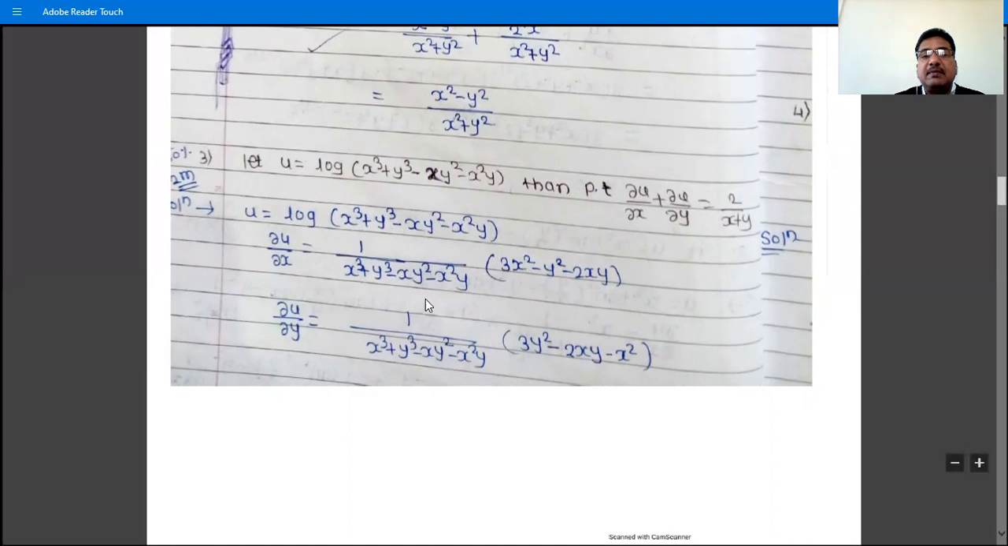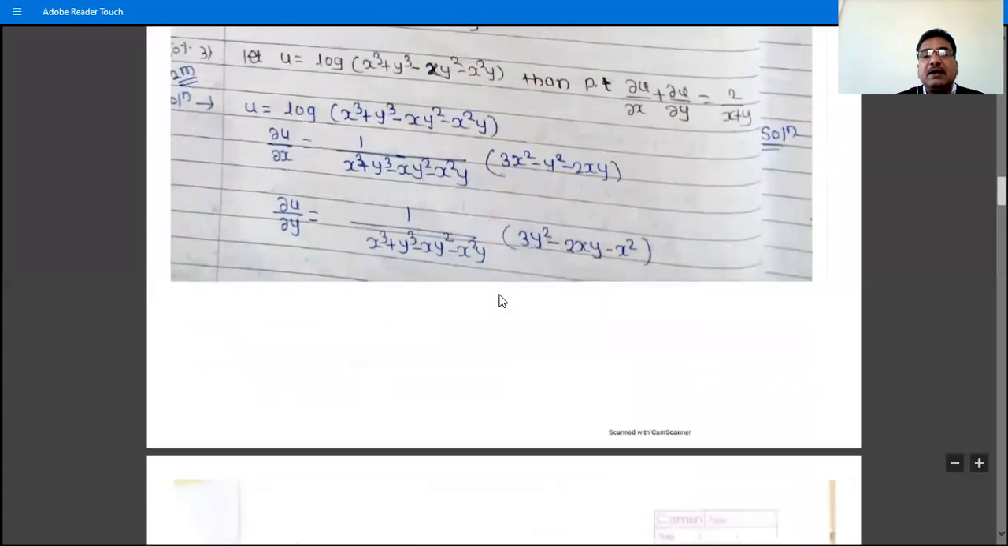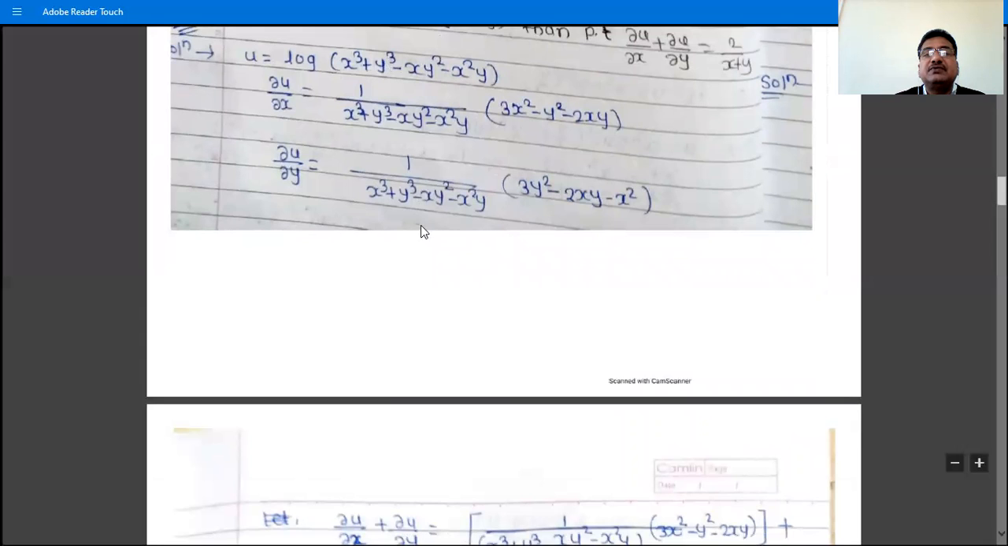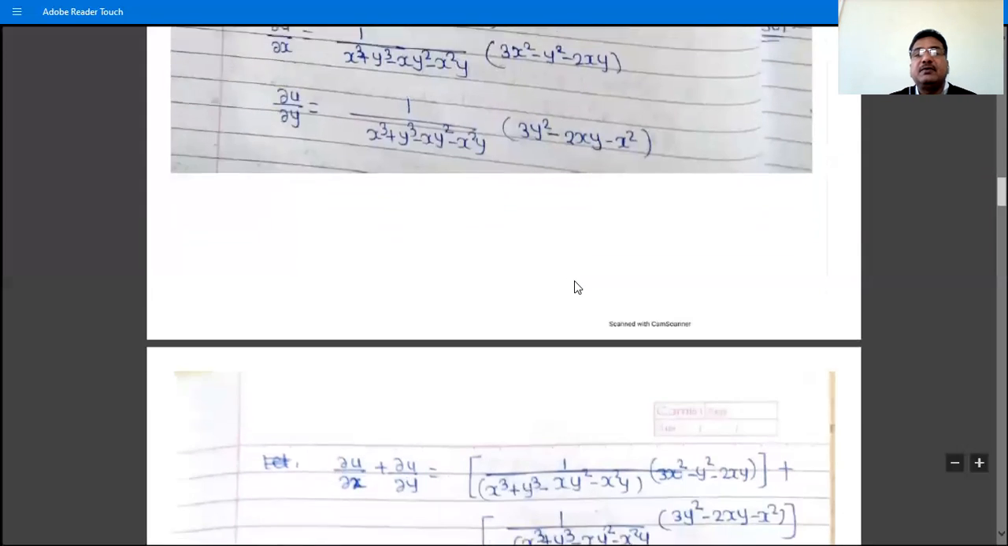Log f(x) rule, 1 by f(x) into derivative of this quantity. This quantity with respect to x is what? 3x cube derivative is 3x square, y cube derivative is 0, minus y square derivative, then here is minus 2xy. Similarly, the derivative with respect to y is 1 by this quantity into derivative of this quantity with respect to y: derivative of x cube is 0, derivative of y cube is 3y square. Similarly, here minus 2xy, and here is x square with respect to y.